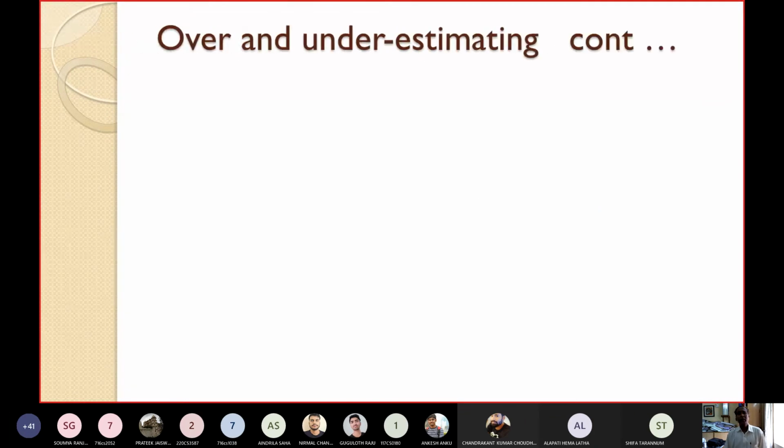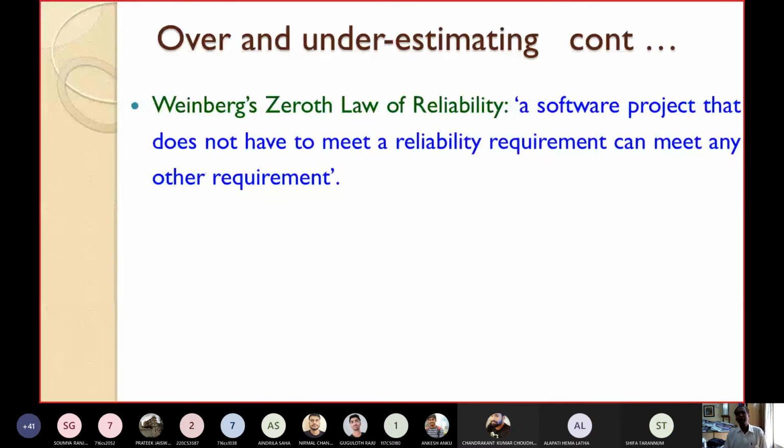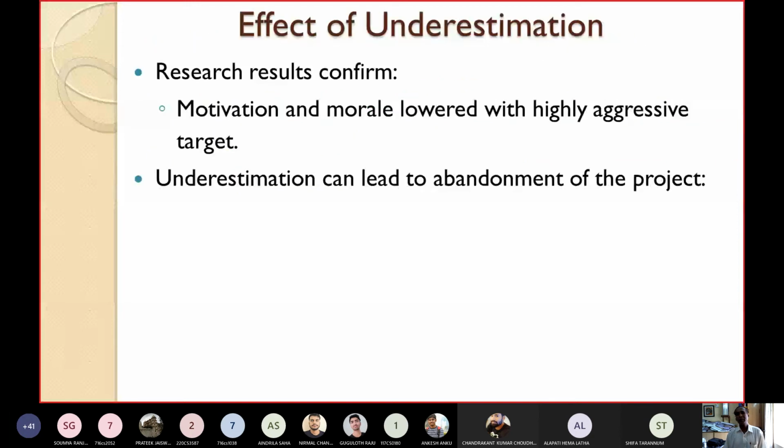There is another law called Weinberg's zeroth law of reliability. It says that if a software project does not have to meet a reliability requirement, then it can meet any other requirement. If you do not have any specific requirement regarding reliability, then except for reliability, it can meet any other requirement. The point is that you must have a target: this should be my reliability requirement. Then you should try to meet that requirement. If you don't have to meet a reliability requirement, obviously you will work here and there, your objective will be different, and you may meet any other requirement.